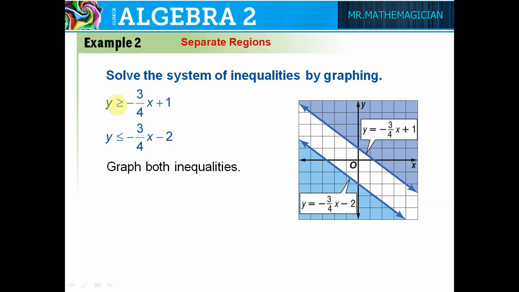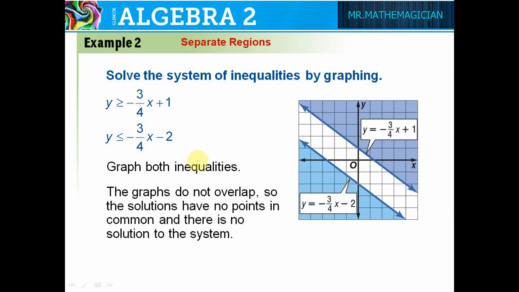The shading of this line is above, y greater than means shading is above the line. Here y smaller than means shading is below the line. The two shaded parts never meet, never intersect, so we are going to say the graphs do not overlap, so the solutions have no points in common and there is no solution to the system. Solution set is phi.